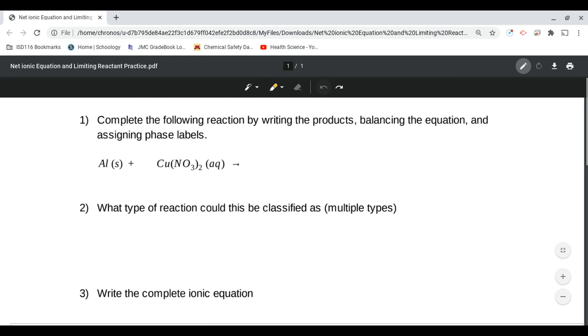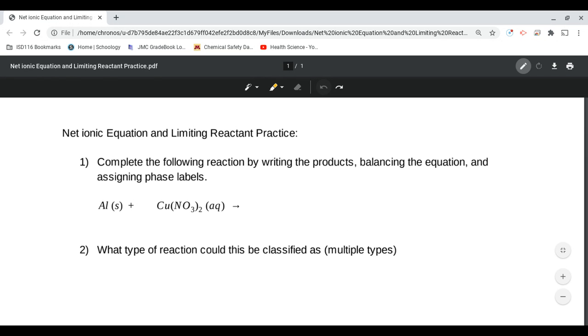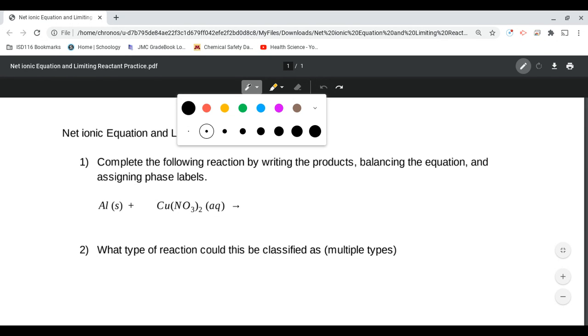So let's start off right here with solid aluminum and copper 2 nitrate aqueous reacting with each other. And maybe as we go through this, we'll just talk about what type of reactions this are as well. So right away, we can see that we have an individual thing, this solid aluminum, and then we also have copper 2 nitrate, which is an ionic compound that's aqueous.